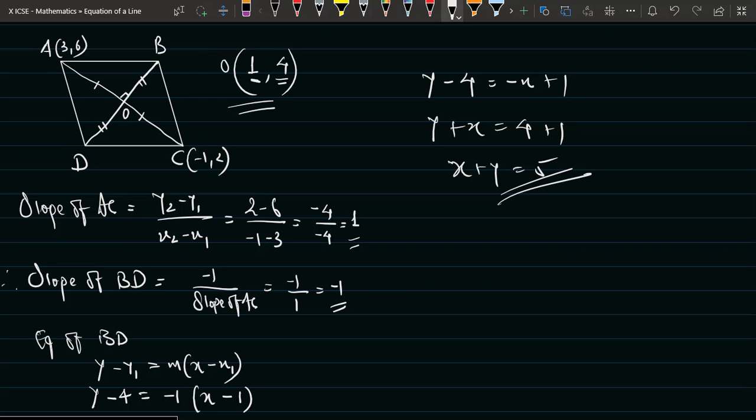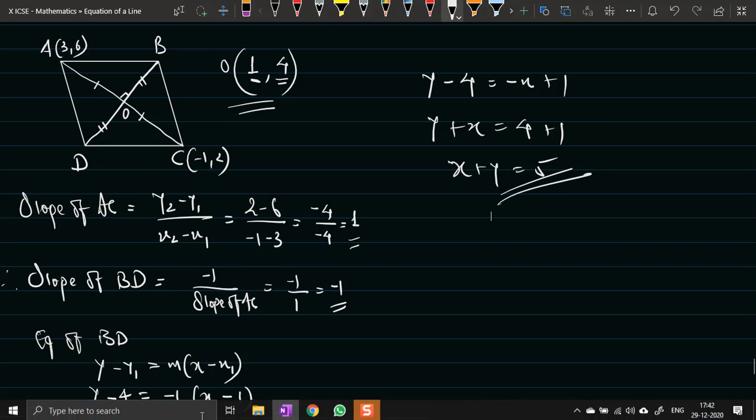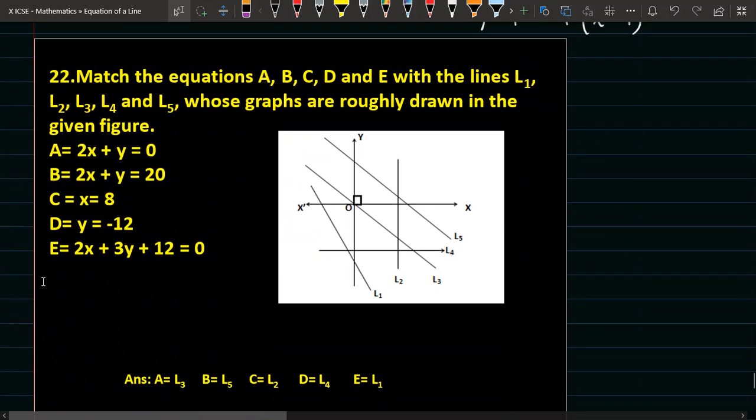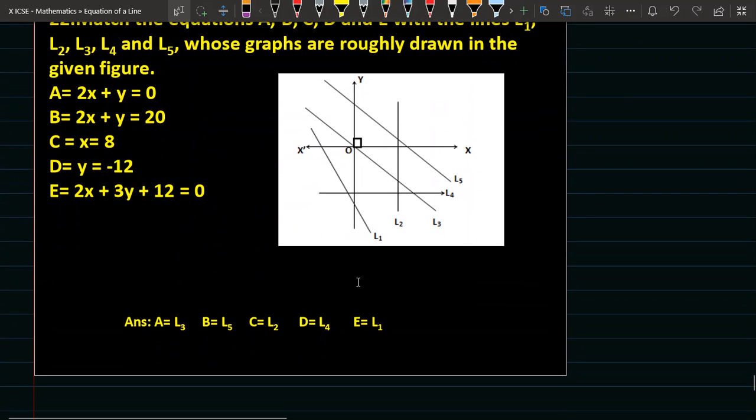This chapter is extremely simple and very much scoring, highly scoring. In fact, all the chapters of coordinate geometry in your syllabus, let it be reflection or this one or section and midpoint formula, all are scoring, all are easy. This one is especially very much easy. The questions are very small. The final question of the chapter.